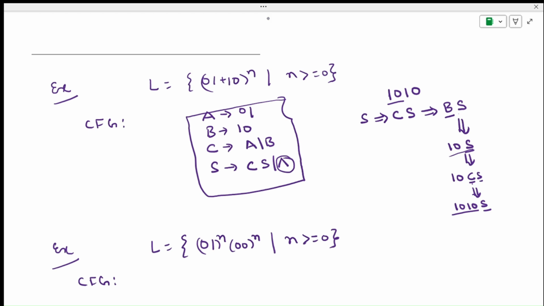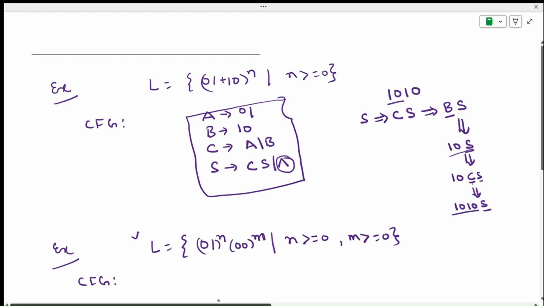Now we can see this one. If the language is 01 raised to the power n followed by 00 raised to the power n for some n greater than or equal to 0, instead of taking this n, let me take this as m, for some n greater than or equal to 0 and m greater than or equal to 0. I did this because we are working on the regular languages. So 01 raised to the power n, 00 raised to the power m for some n greater than or equal to 0, m greater than or equal to 0.